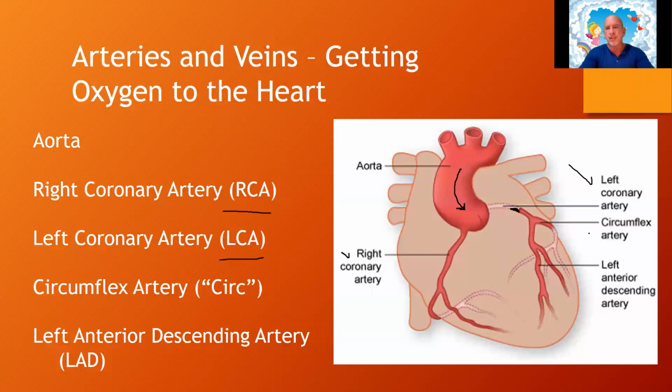Now, off of the LCA, we have a circumflex artery that branches off to the individual's left. We call that the circ. You hear that term thrown around. And then there's another vessel that goes down underneath the heart, and this is called the left anterior descending artery, or the LAD. So just 4 basic vessels of the heart, and then it branches off into 1,000 smaller vessels.